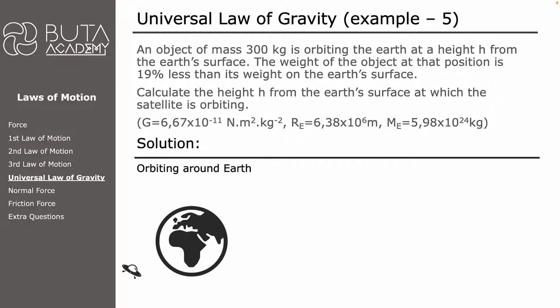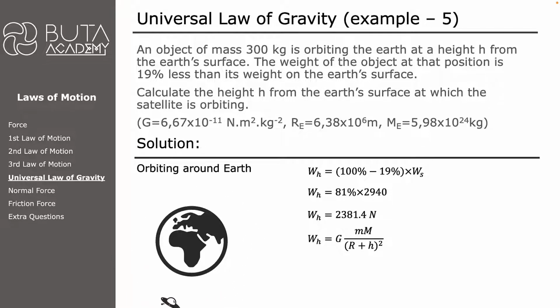In this question, it is given that the weight while orbiting is 19% less than the weight on the surface. Initially, the weight was 100%. Now it is 19% smaller. 100% minus 19% is equal to 81%. We have calculated the weight of the satellite on the surface as 2,940 newtons. Weight of the object in orbit is 2,381.4 newtons.